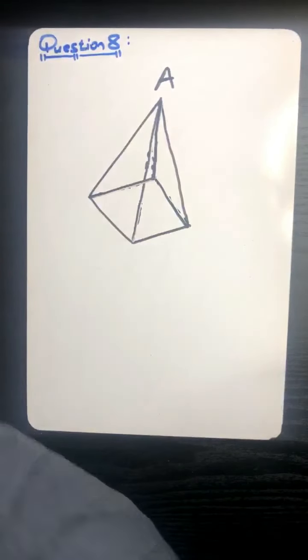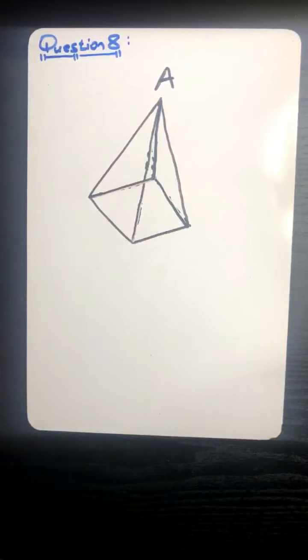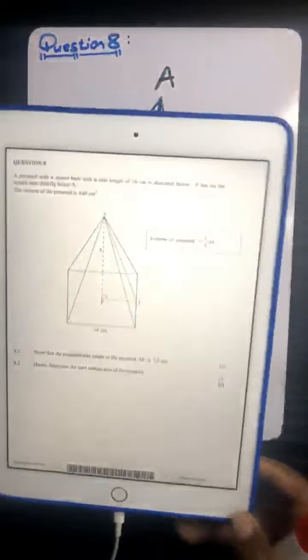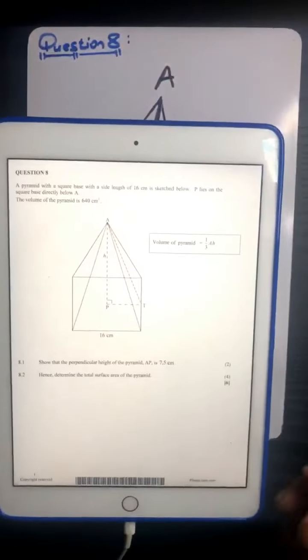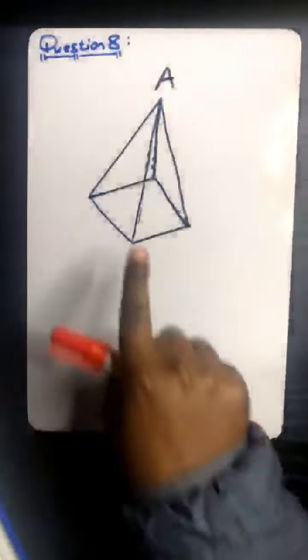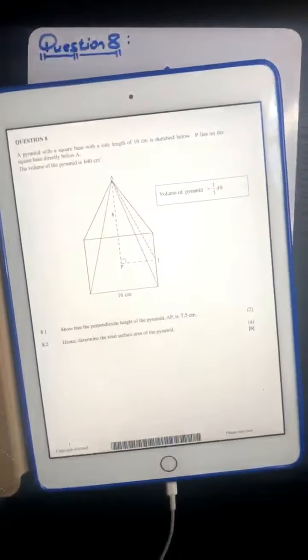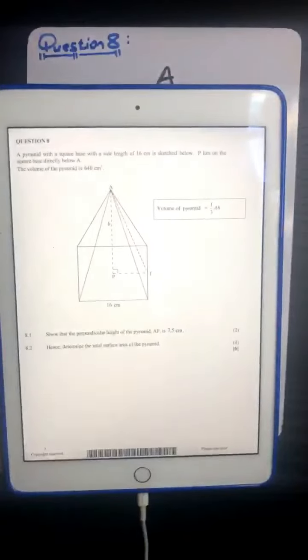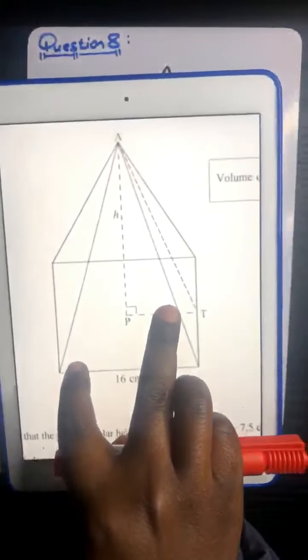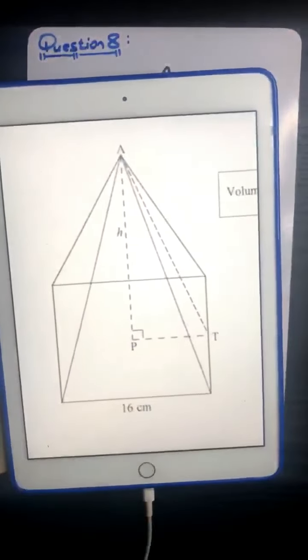Ladies and gentlemen, please do make sure that you pay full attention to all the details. So what I've drawn there is what is drawn here in solid lines. Can you guys see? Can you guys see that I'm getting closer to that pyramid?